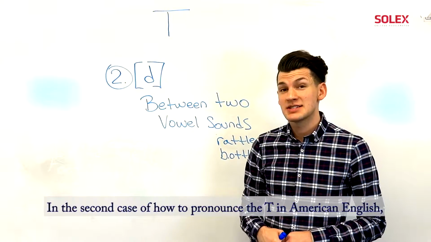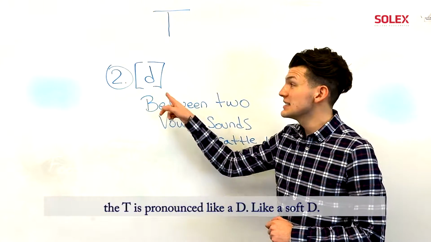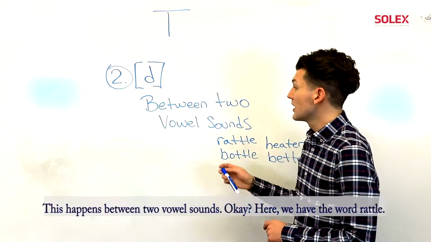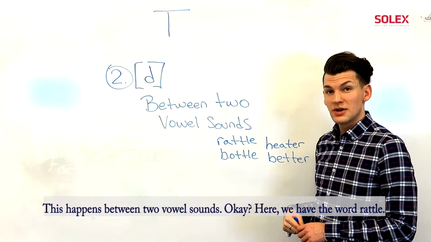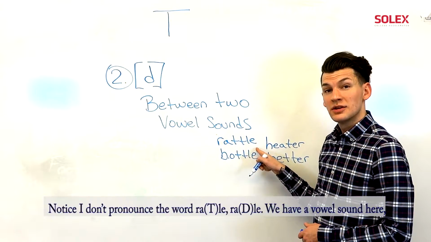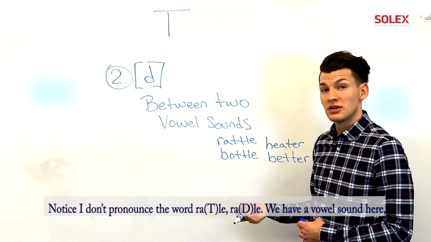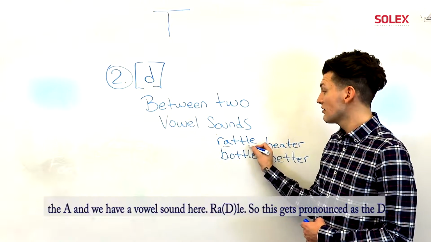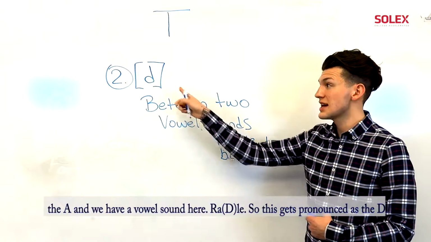In the second case of how to pronounce the T in American English, the T is pronounced like a D, like a soft D. This happens between 2 vowel sounds, okay? Here, we have the word rattle. Notice I don't pronounce the word rattle, rattle. We have a vowel sound here, the A. We have a vowel sound here, rattle. So this gets pronounced as the D.